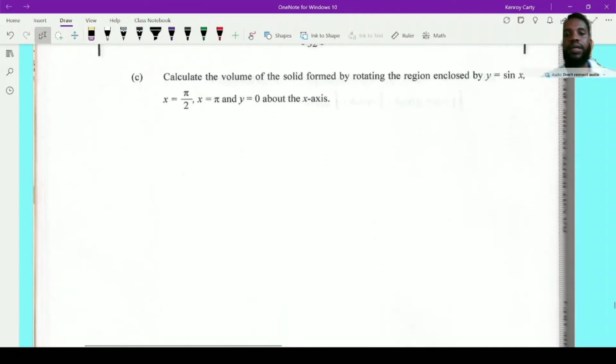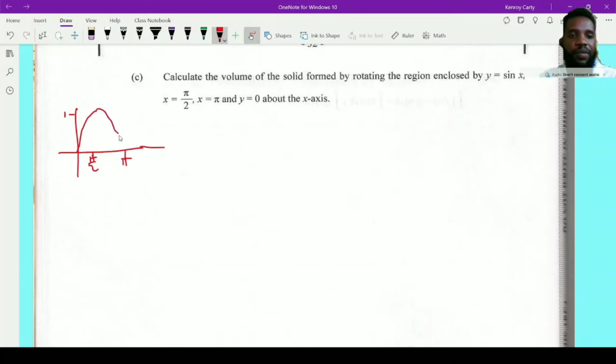Alright. Now it says calculate the volume of revolution formed by rotating the region enclosed by y equals sine x, x equals pi over 2, x equals pi, and y equals 0 about the x-axis. By the way, let me point out something. This is a function that we should know like the back of our hand, right? Let me just give a quick sketch. I'm just going to sketch the first part here. You should know the function at the back of your hand. So pi over 2 and pi. This is 1. Remember the sine function goes up here and it comes back down there.